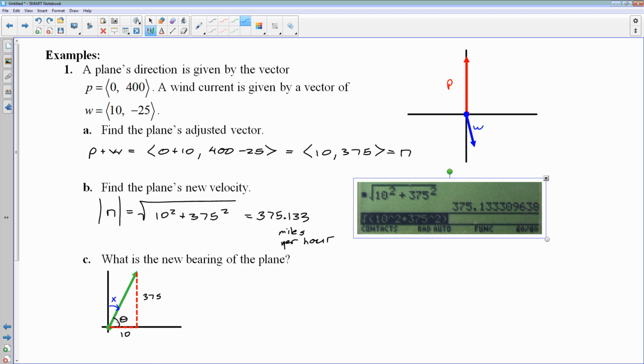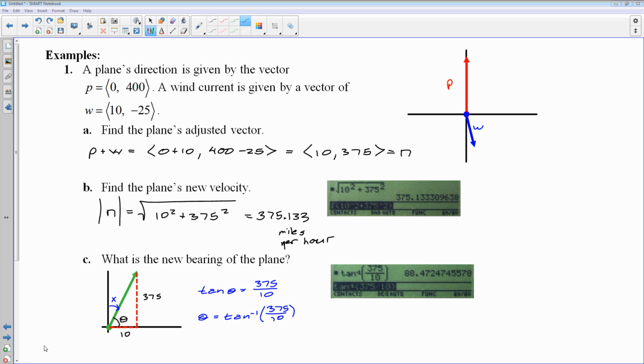Well, if that's theta, tangent of theta, I have the opposite and the hypotenuse, and the adjacent. And so my angle theta is going to be the inverse tangent of 375 over 10. And I'll punch that in the calculator and get that answer real quick. All right, and when I punched that in, I got 88.472.